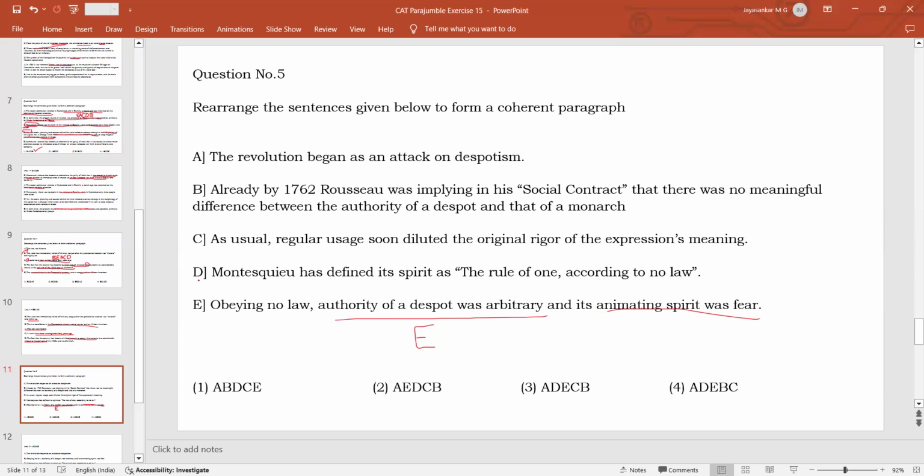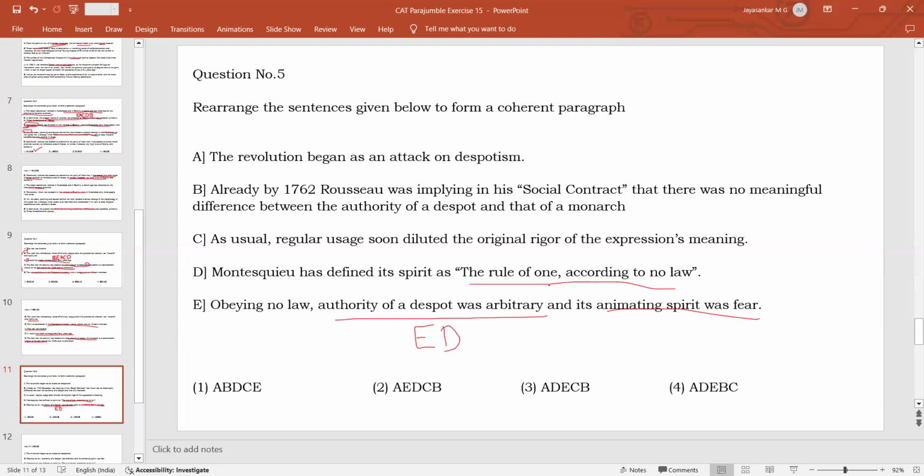So then what you can say, Montesquieu has defined its spirit as the rule of one according to no law. So again, Montesquieu has defined its spirit. What spirit? The spirit that we talk about here, the authority of a despot. That is the spirit of the despot. He defined the spirit of despotism as the rule of one according to no law. So you can say that ED can be a good sentence pair where E talks about how the authority of a despot is arbitrary and its animating spirit is fear, and Montesquieu has defined its spirit, meaning the despotism spirit, as a rule of one according to no law. Then what happens?